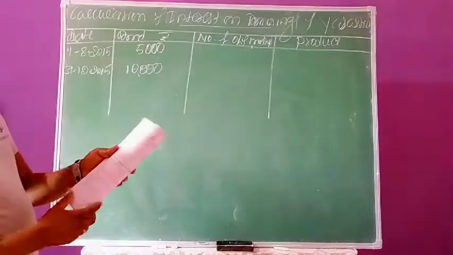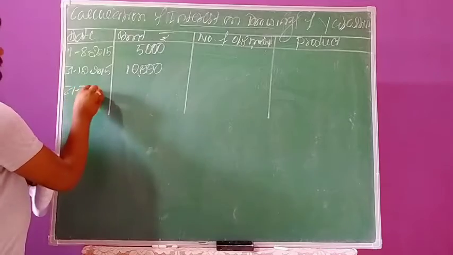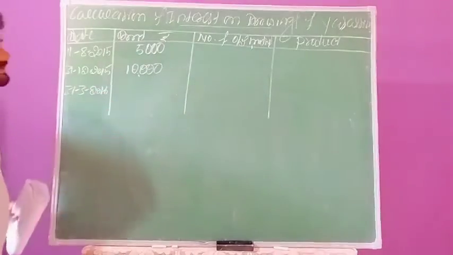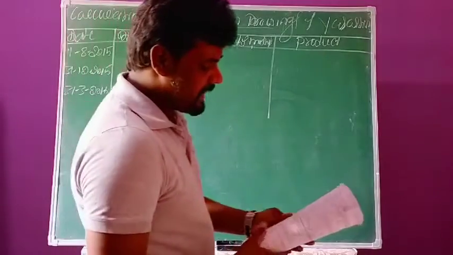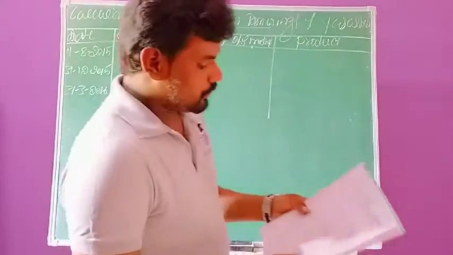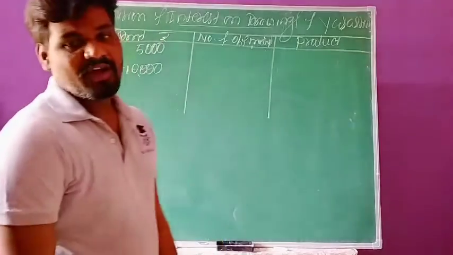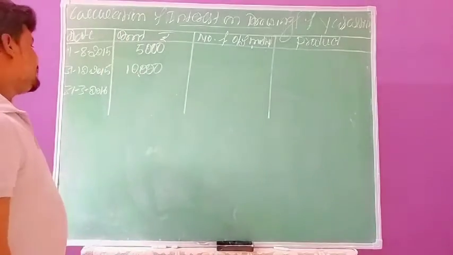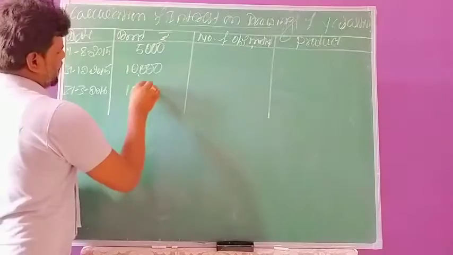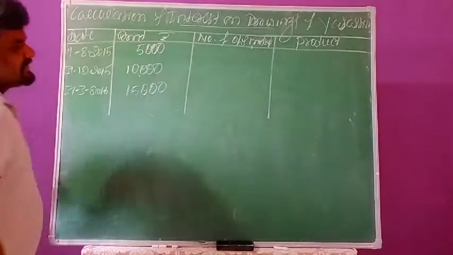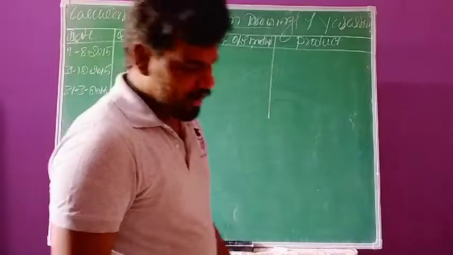The next one, 31st March 2016. This is the end of the assessment year. Actually, in this question, the assessment year is from 1/4/2015 to 31st March 2016. In this assessment year, at the end they withdrew rupees 15,000. This is the available information for the calculation of interest on drawings.